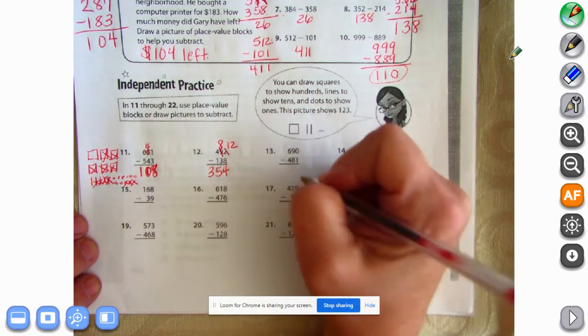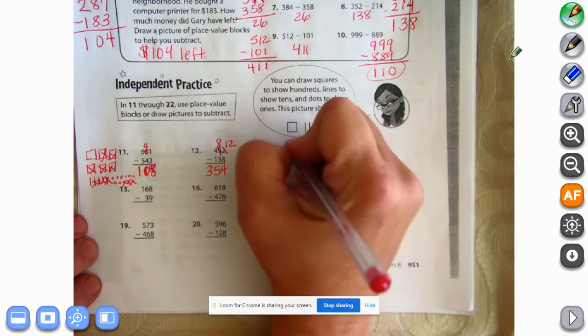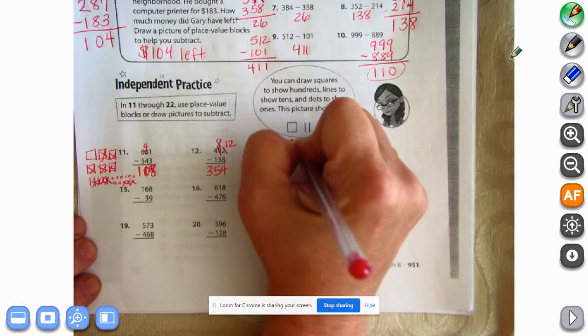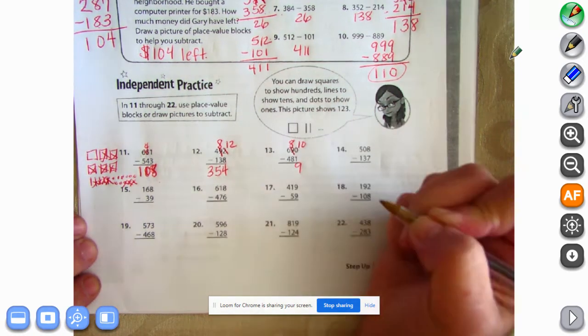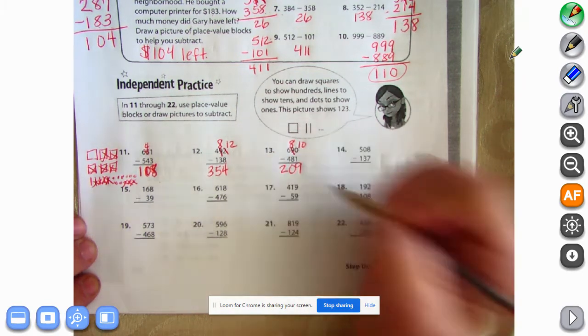690 minus 481. I can't take 1 out of the 0, so I'm going to take a 10, break it up, leaving that 10 minus 1 is 9, 8 minus 8 is 0, and 6 minus 4 is 2.